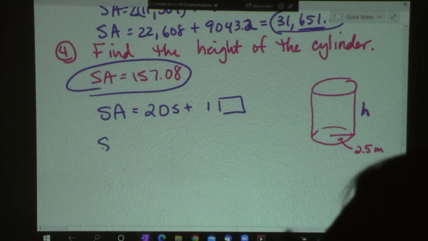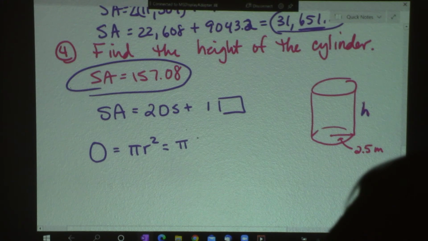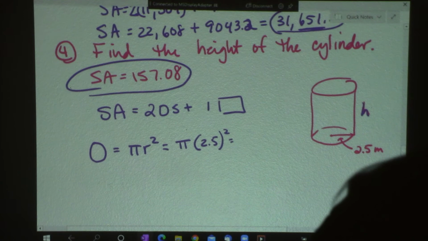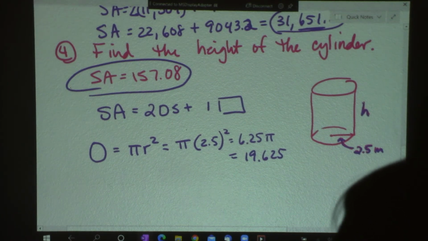So now I'm going to have a surface area, and let's find what 1 circle is. So 1 circle is pi r squared, and that would be pi times 2.5 squared. Okay? So I know that the radius here is 2.5. All right? So that works out to be 6.25 pi, and the number for that is 19.625. All right?